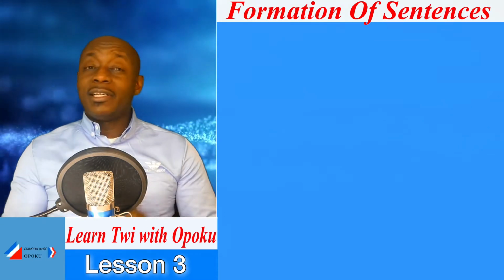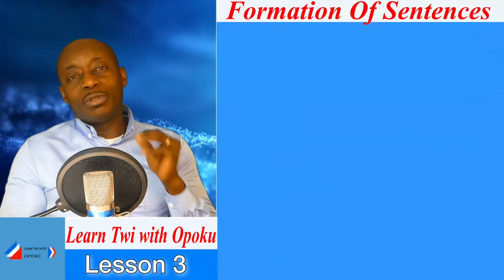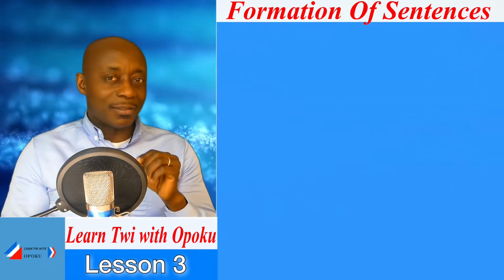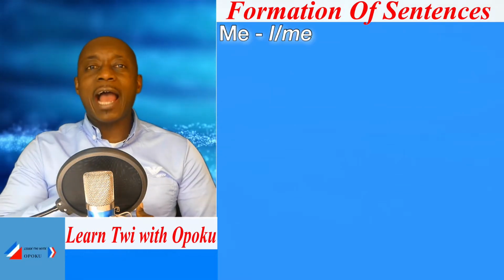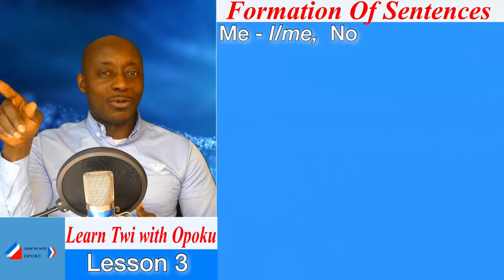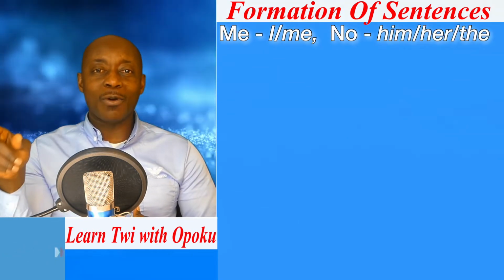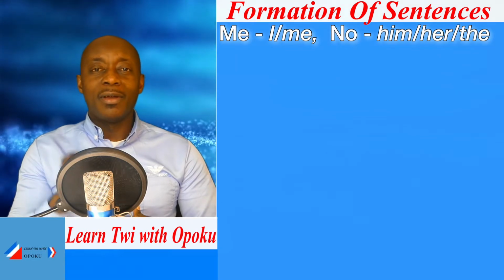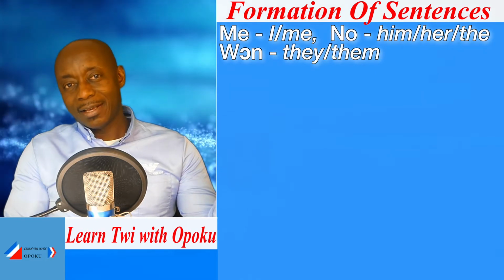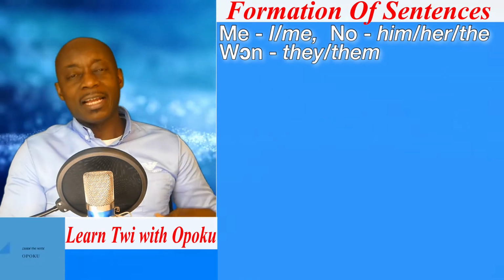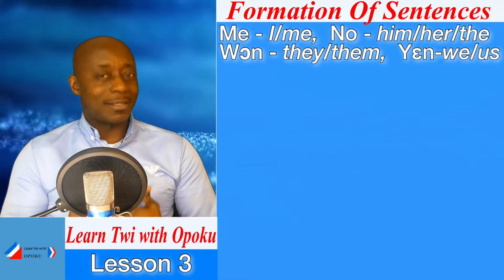Good. Well, like we did in lesson 1 and 2, let's get our Twi pronouns down. The Twi pronouns that we'll be using in this lesson are as follows. We have me, which means I or me. No, which means him or her. And it also means what? They. We also have one, which means they or them. And then we have yen, which means we or us.